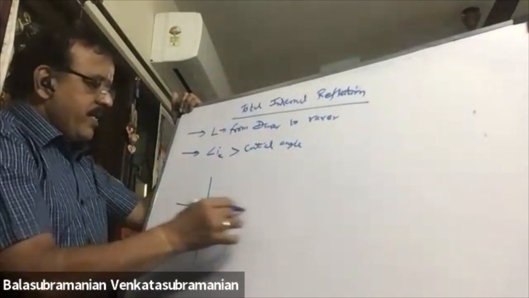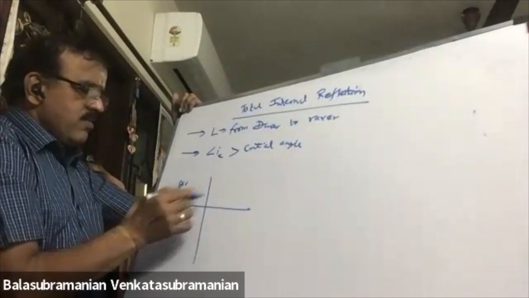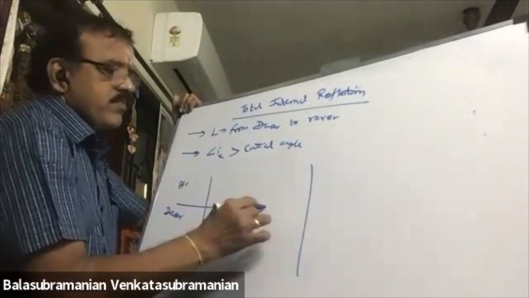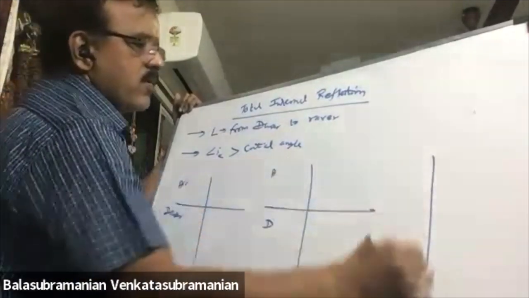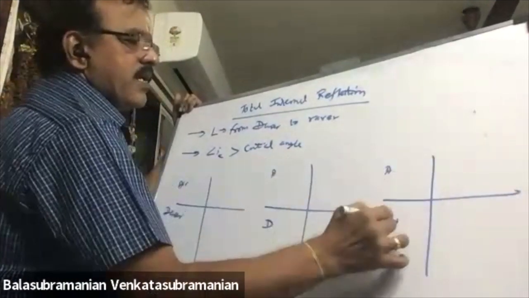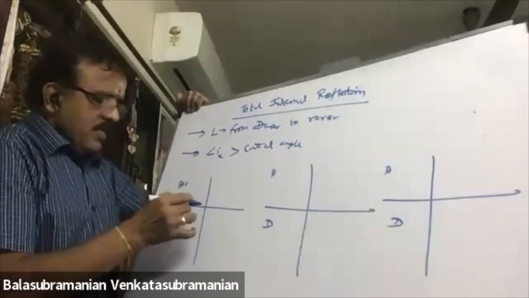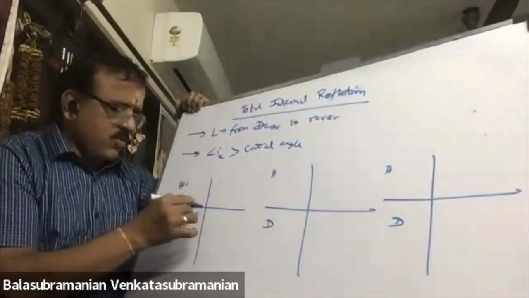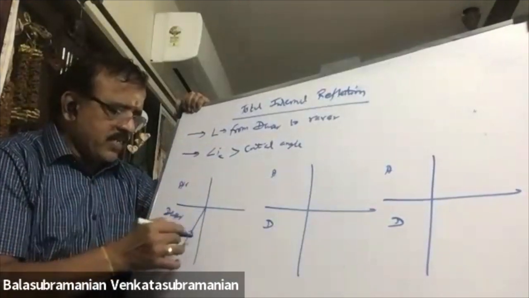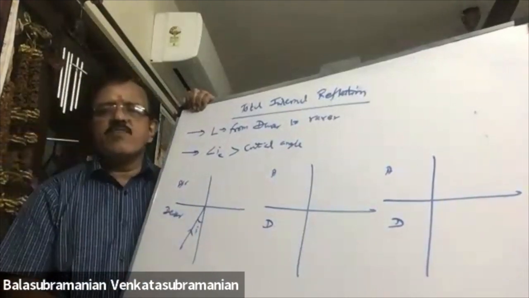Sir, we have a medium. This is air. This is denser. Air, denser. Now, denser to rarer, it should refract. That is a condition. So, allow one ray. This is called the angle of incidence.